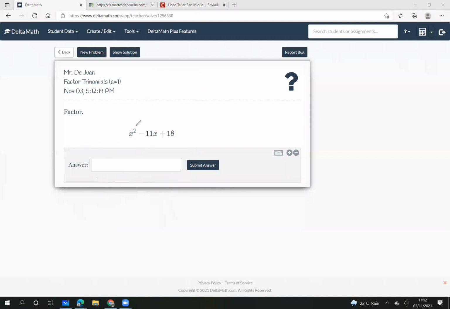What do we know already? If a is 1, we know that it's going to have to be x, and we know it's going to have to be x because x times x is x squared. How do we get 18? Well, 2 times 9, but also the negatives, negative 2 and negative 9, 18 and 1. What else? Negative 18 and negative 1, negative 6 and negative 3, and 6 and 3, right?